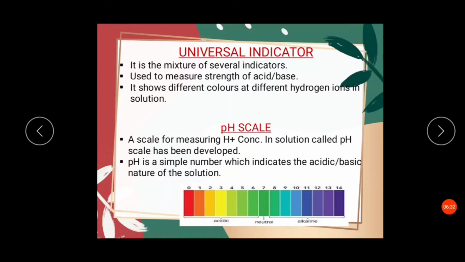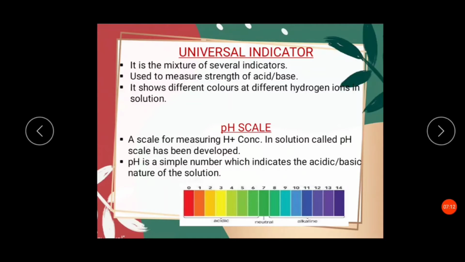Moving further to the universal indicators. Universal indicators are a mixture of several indicators. See, indicators we have studied. You know that indicators are those substances which help us to identify whether a particular substance is acid or base. But a universal indicator helps us in identifying the acid or base as well as the strength of the acid or base, how much acidic or how much basic, whether it is a strong acid or weak acid, strong base or weak base. That is identified using a universal indicator.